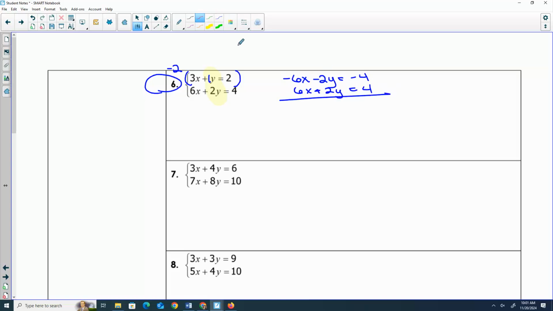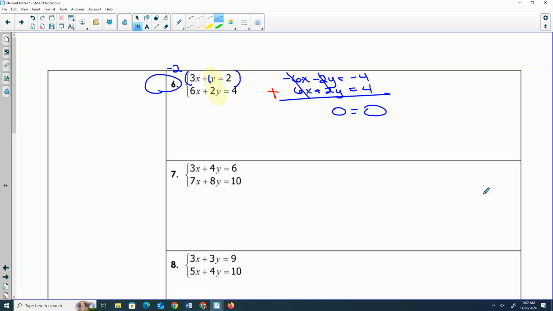Now, when I go to add these, what is negative 6 plus 6? That cancels. That's 0. What is negative 2 plus 2? Cancels out. So this is just 0. All right, what is negative 4 plus 4? 0. Now, if I had 0 equals 5, that's false. That's when I would say no solution. But 0 equals 0 is true.